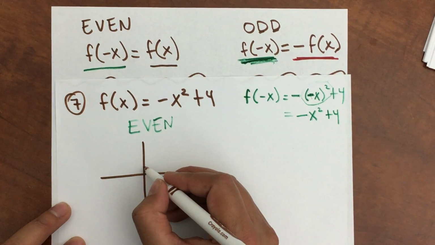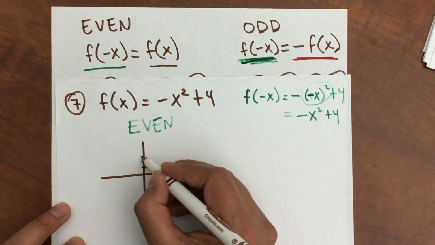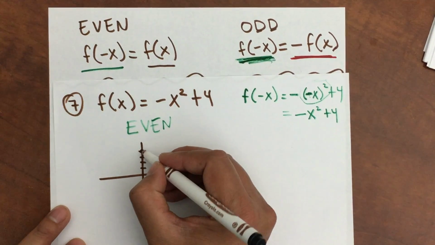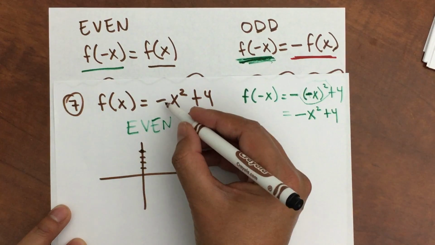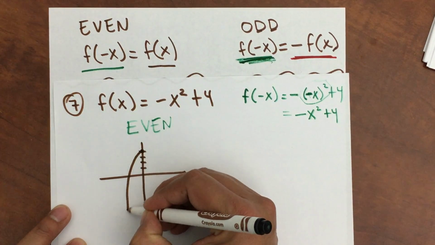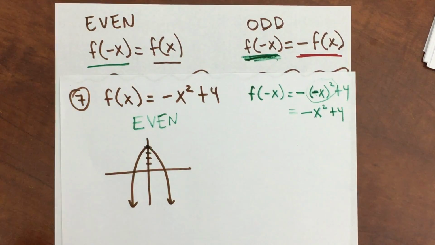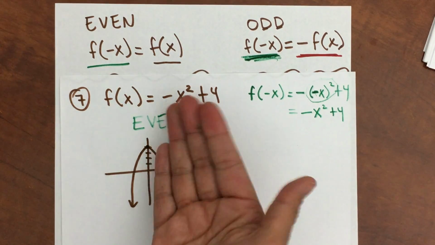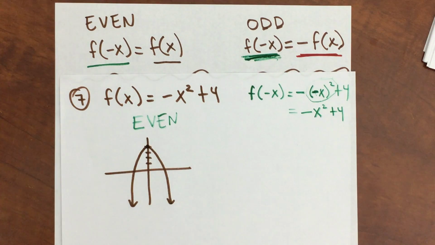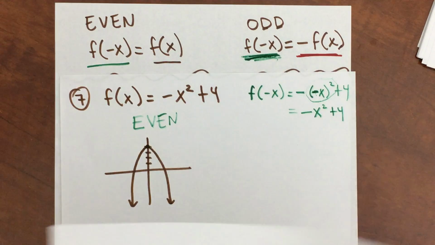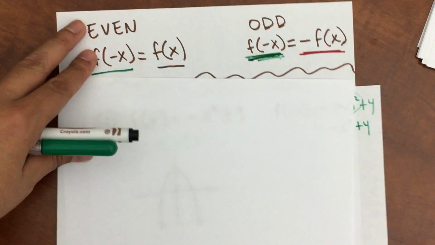And so my graphing here, it goes up 1, 2, 3, 4. That's my vertex, and then it's going to open down. Okay, so you can see if you fold it, yes, it matches this with this part. Number 8.